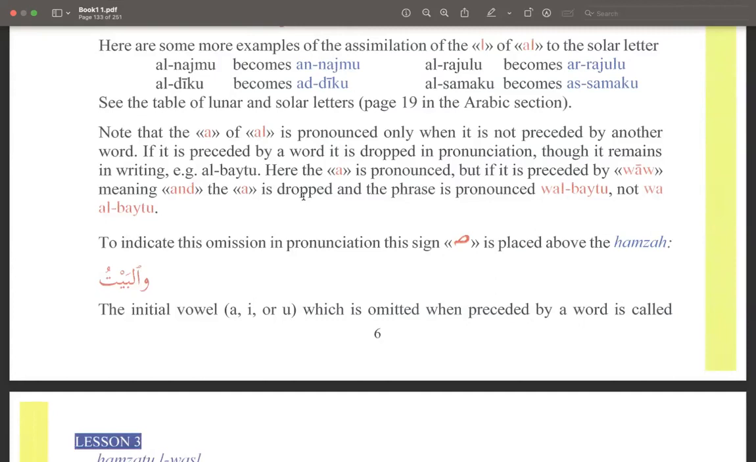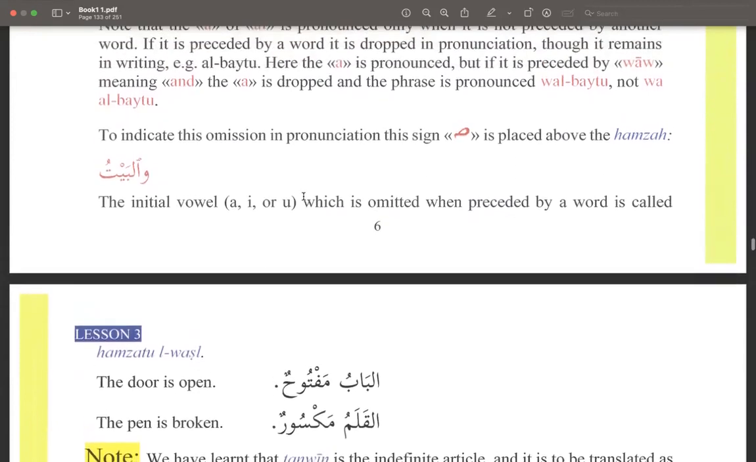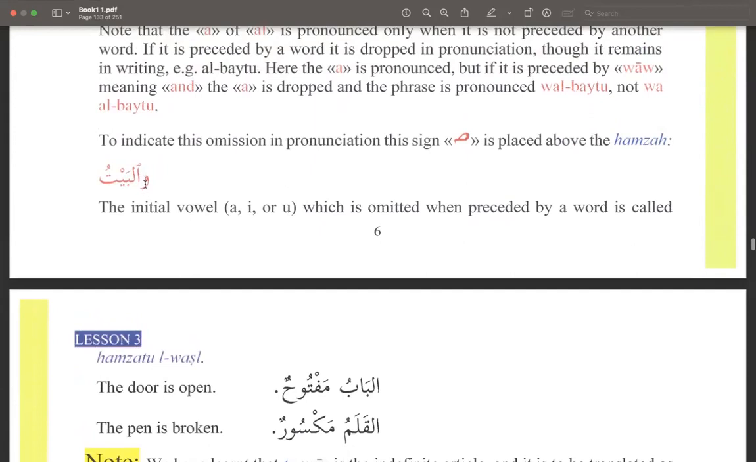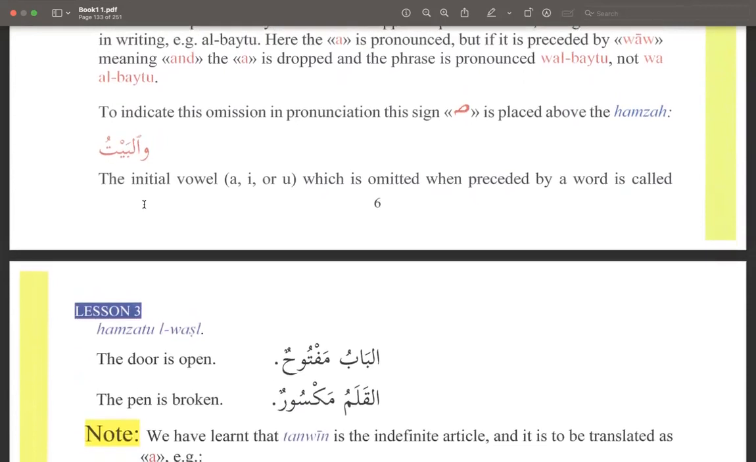The initial vowel a, e, or u, which is omitted when preceded by a word, is called hamzatul wasl. So this hamza right here is hamzatul wasl. Meaning the sound is omitted because there's a letter before it. You're going to connect the wow, do wasl of it to the lam. That's why it's called hamzatul wasl. It's the connecting hamza. It connects the sound of the previous letter with the lam or the harf shamsi.